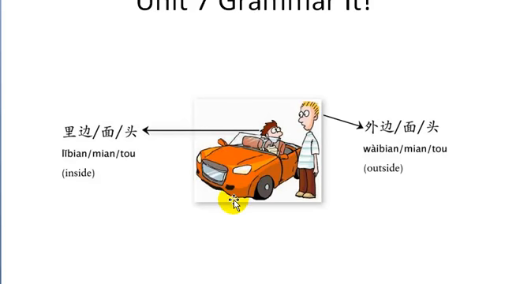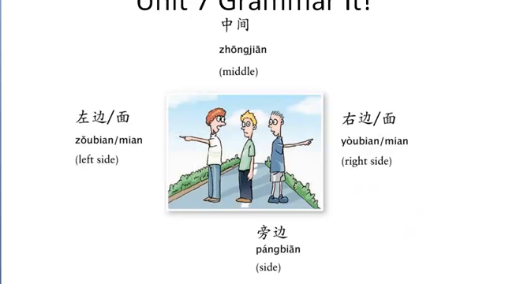Okay. Inside and outside you have li bian, li mian, li tou, and wai bian, wai mian, and wai tou. That's inside and outside. Alright, here we have left side, middle, right side, and side. So left side is 左边 or 左面. Middle is 中间, and right side is 右边 or 右面, and side is 旁边.